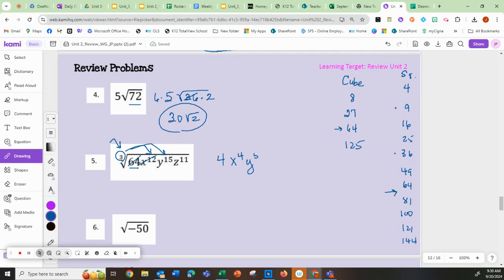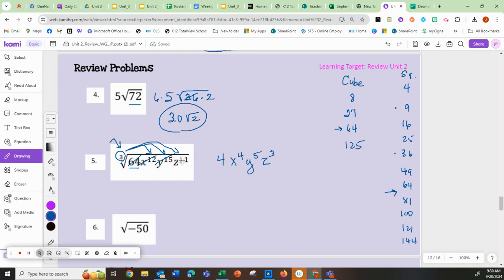So I'm going to bring out y to the 5th, and y to the 15th is going to go away. 3 is going to divide into 11 3 times, so I'm going to bring out z to the 3rd. But there's something left over. Okay. 11 is not completely divisible by 3.